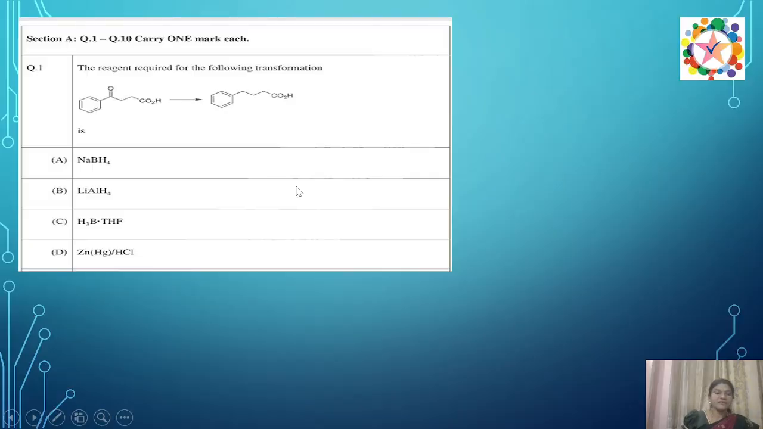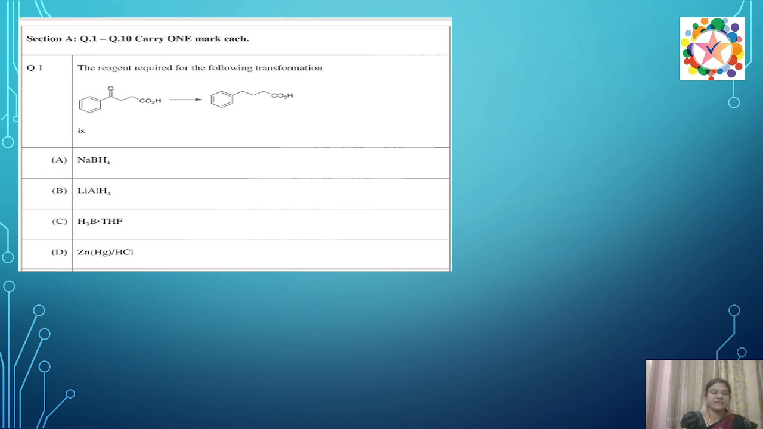Okay, let us discuss the questions from 1 to 10. Each question carries 1 mark. Okay, there will be a negative marking. Suppose if you answer the question wrongly, you will lose one third of the mark. Therefore, if you don't know the answer, it is better to avoid that question than answering.